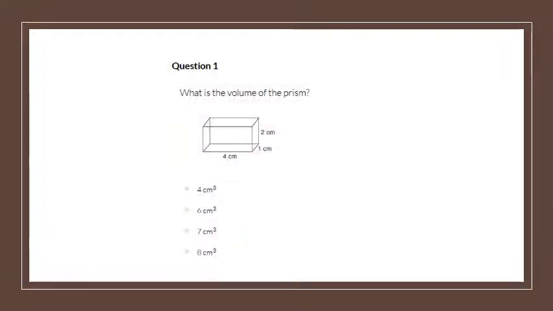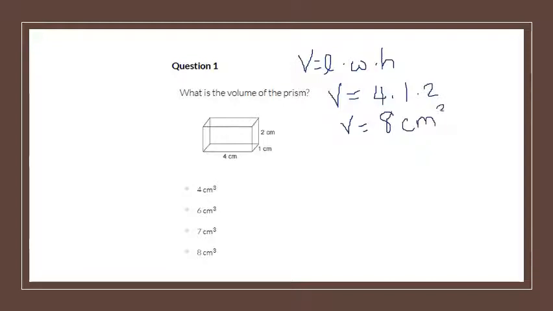Okay, remember the volume formula is length times width times height. So all we're going to do is plug in our values. It does not matter which one's length, width, or height. So I'm just going to multiply 4 times 1 times 2. 4 times 1 is 4, times 2 is 8, and we always need to have our units. So this would be 8 centimeters cubed.